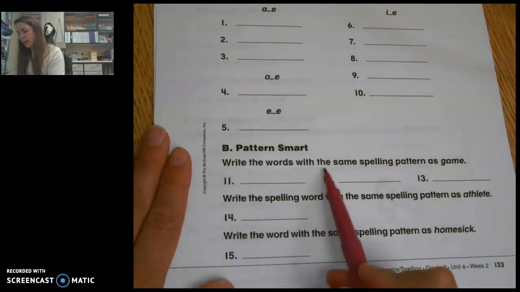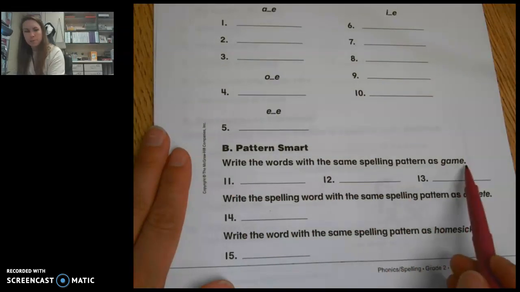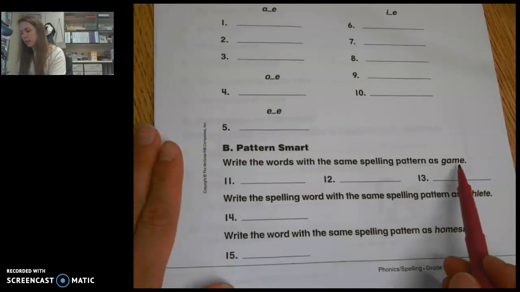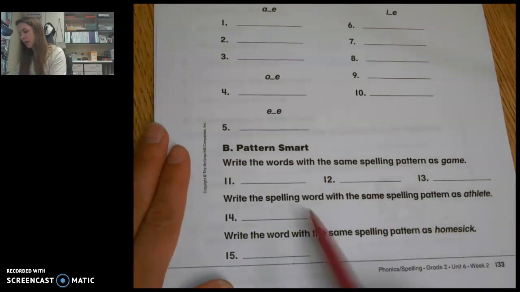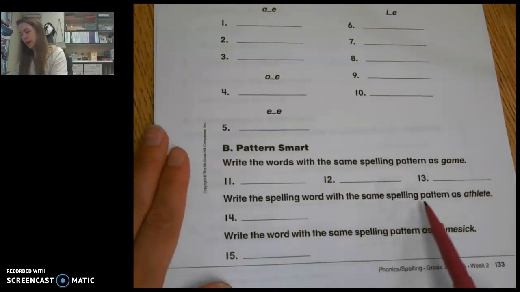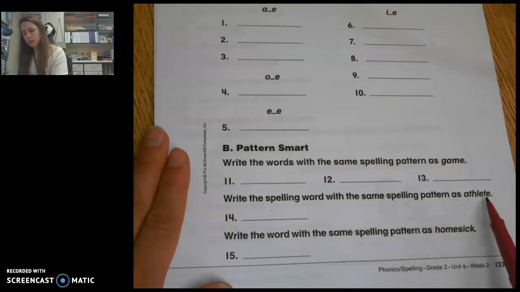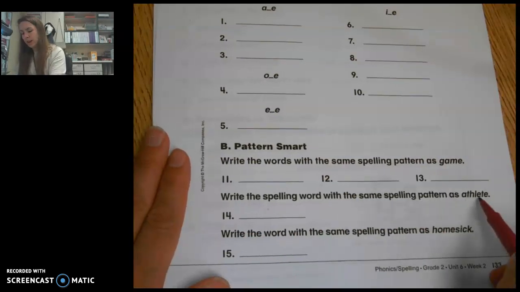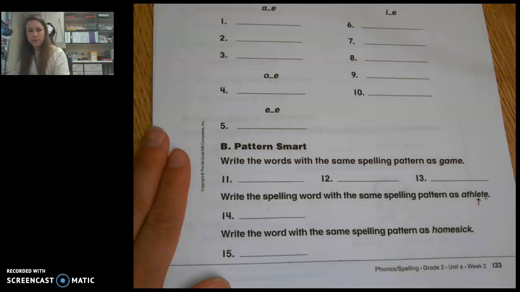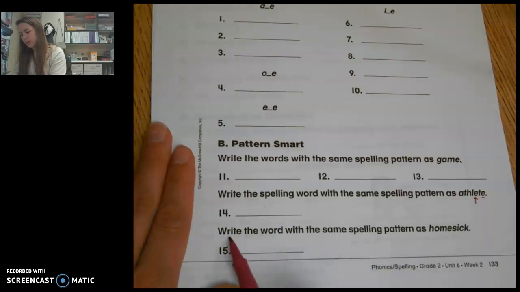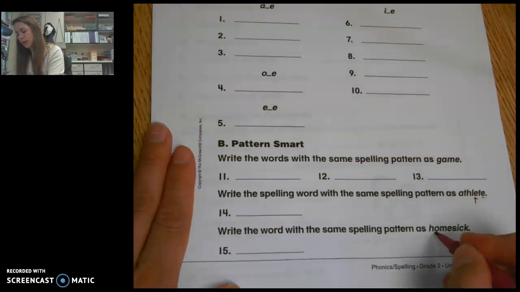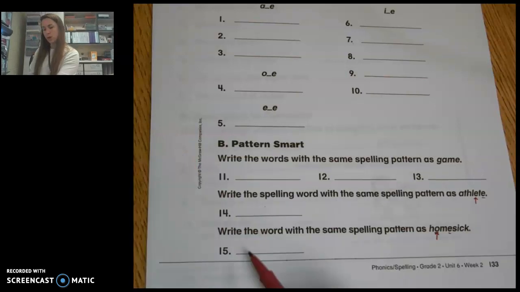Write the words with the same spelling pattern as game. So what else has a long A sound with a magic E? Write the spelling word with the same spelling pattern as athlete. So I hear in the word athlete, I hear that long E, magic E. So what else has that long E sound? And then the last one says, write the word with the same spelling pattern as homesick. So I hear that long O with the magic E. What else has a long O?